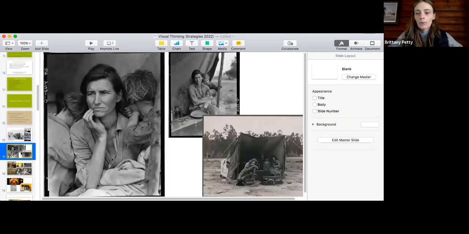And then, like we talked about with Migrant Mother, I showed you all the one we could VTS, the Migrant Mother image, which is one of the most famous photographs in the world, maybe the second most famous photograph ever taken.